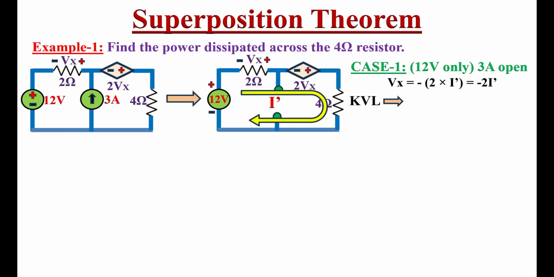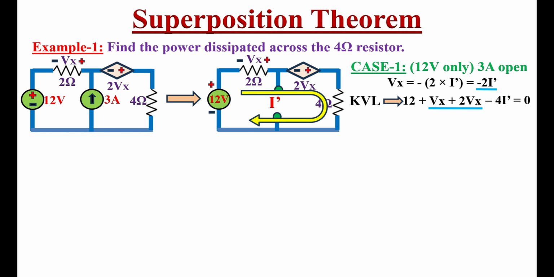Now applying Kirchhoff's voltage law around the loop, which states that the algebraic sum of all voltages around any closed loop in a circuit is 0. So here we have 12 volt plus Vx plus dependent source 2Vx minus the voltage drop across the 4 ohm resistor, that is 4 I dash. Setting that to 0 gives us our equation.